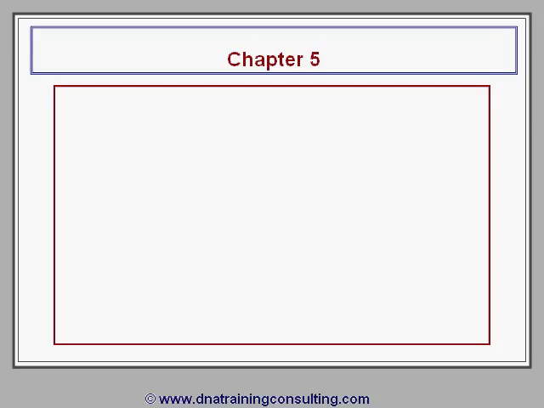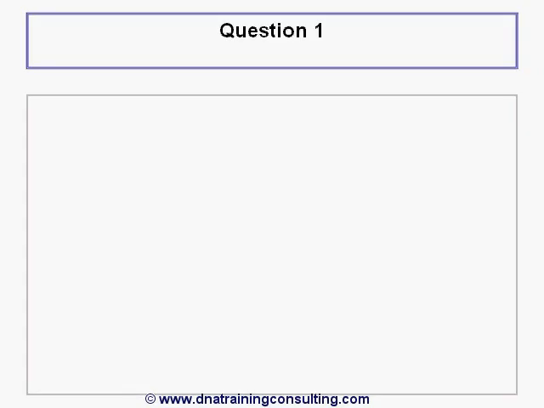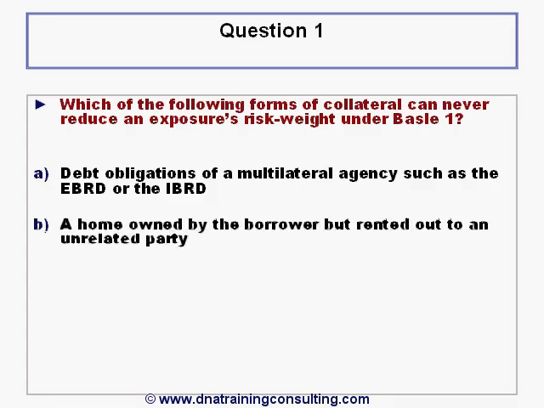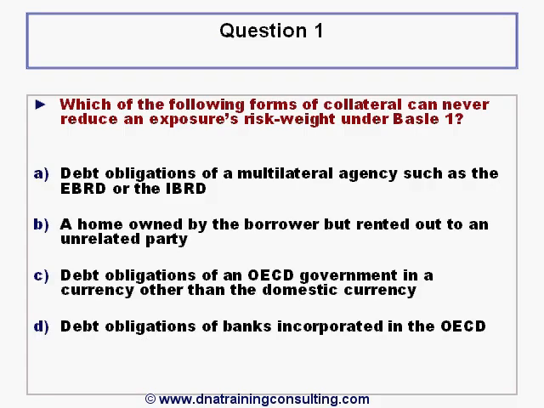This final chapter, Chapter 5, contains 4 quiz questions to test your understanding of the materials covered in this module. Question 1. Which of the following forms of collateral can never reduce an exposure's risk weight under Basel I? Here are the 4 permissible answers.